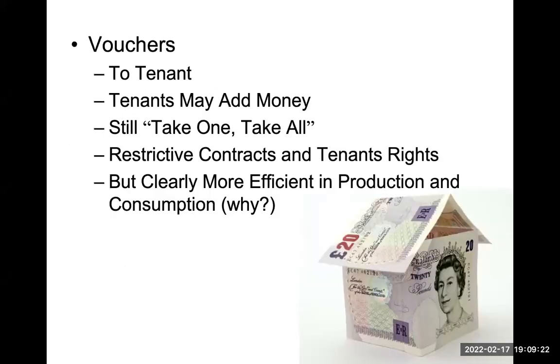Housing vouchers are usually provided to tenants, and tenants may choose among many options. They would choose on a take-one-and-take-all basis, and this method would still restrict the contracts and tenants' rights. But clearly, we can see it is quite a lot more efficient in production and consumption. I want to leave the question: why can we see it as more efficient in production and consumption? Okay, think about this question.